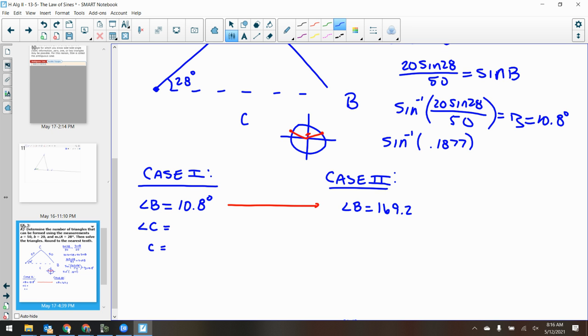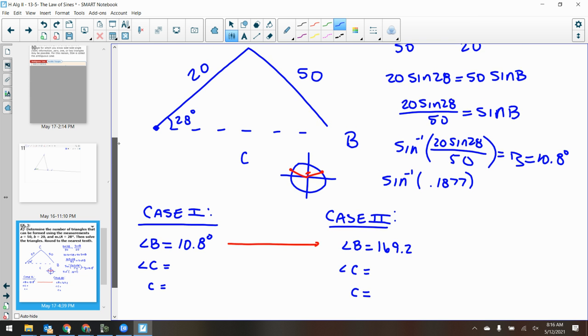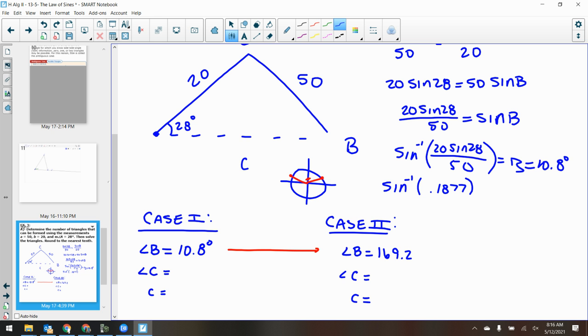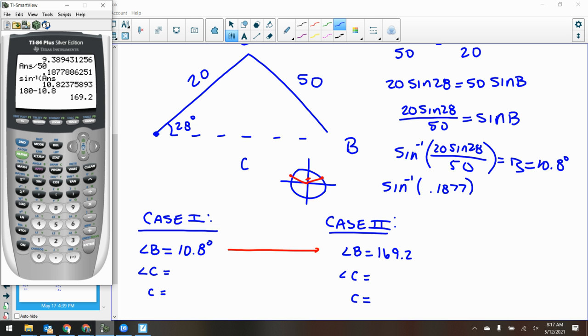So let's check to see if that actually exists. Let me ask you this. What would angle C be? No pun intended, sorry. What would angle C be if angle B was 169.2? It wouldn't work because it's over 180, right? So I would say 180 minus 169.2 minus 28, to find my third angle.